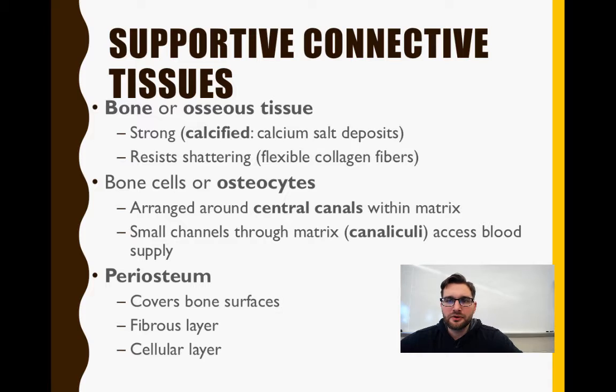Our bone tissue, or osseous tissue. It is strong, it's calcified, so it's made up of calcium salt deposits. It is flexible, though. It has a large number of collagen fibers in it, so it resists shattering. The cells that make up bone are called osteocytes, and they are arranged around central canals. There are small channels that run through the matrix itself, called canaliculi, and they access the blood supply. And finally, we have the periosteum, which covers bone surfaces. It's a fibrous layer, and it's also cellular.